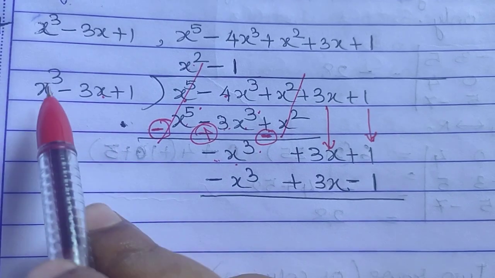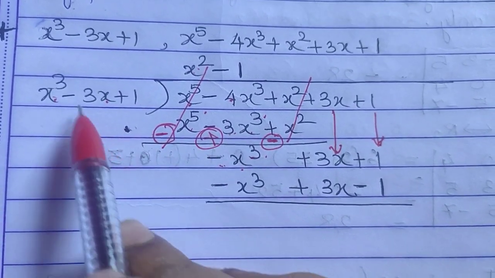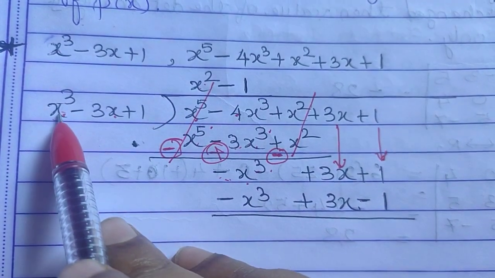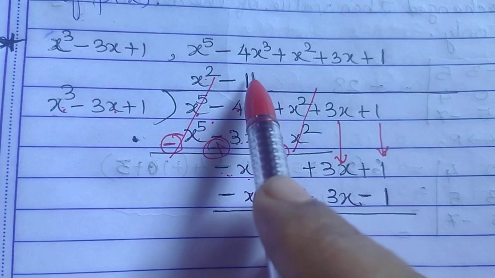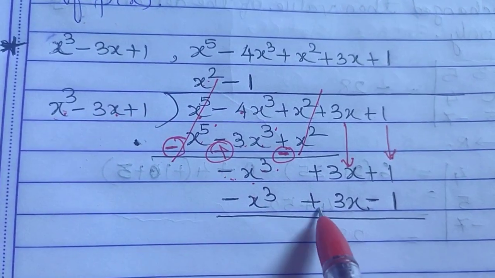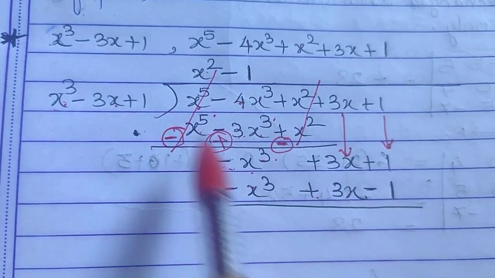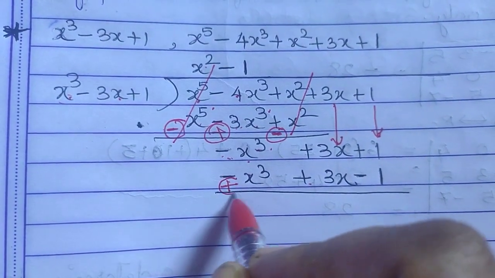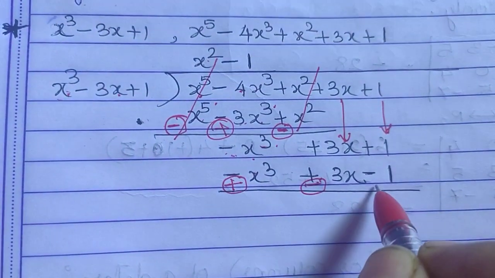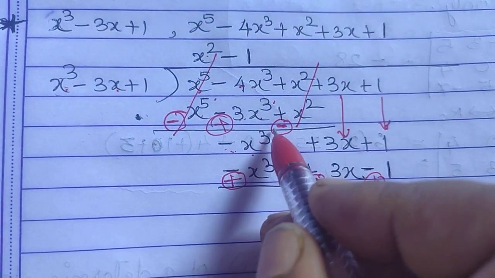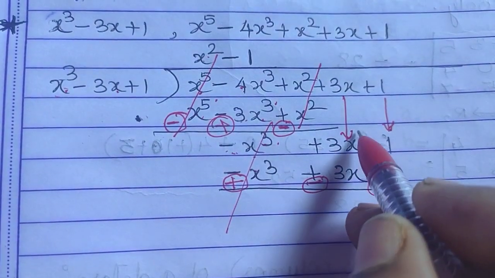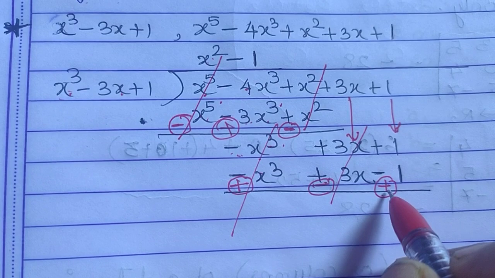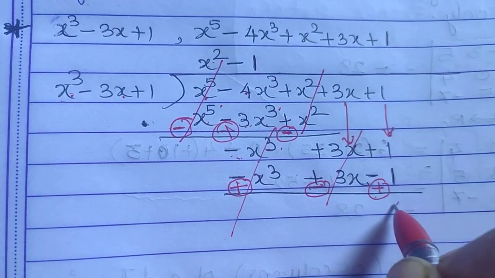Minus x cube. Now the degrees are the same, so we just have to write its coefficient. This is minus 1, so I have written minus 1 here. Minus 1 into x cube is minus x cube. Minus 1 into minus 3 will be plus 3x, and minus 1 into 1 is minus 1. Change the sign again. This will become positive, this is negative, and positive. Minus x cube plus x cube will get cancelled, 3x minus 3x will get cancelled, but here it is 1 plus 1. Consider the sign that we have changed. 1 plus 1 is 2.